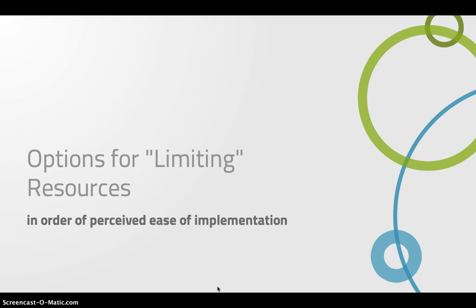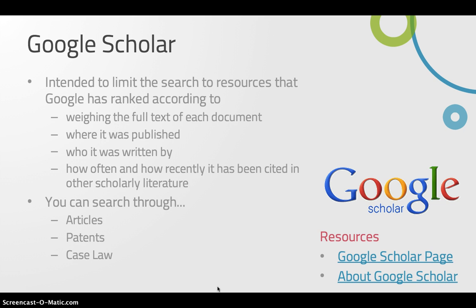So let's look at our options for limiting our resources. I'm going to go through a couple in their perceived order of implementation. Basically, how easy do I think that these would be for you to actually use in the classroom? The very first one is Google Scholar, and if you go to scholar.google.com, you'll get to their search engine. Basically what it is looking to do is to limit the search results to results that Google has ranked according to the weight of the full text of each document, where it was published, who wrote it, and how recently it's been cited in other scholarly literature. And you can look at articles, patents, or case law.